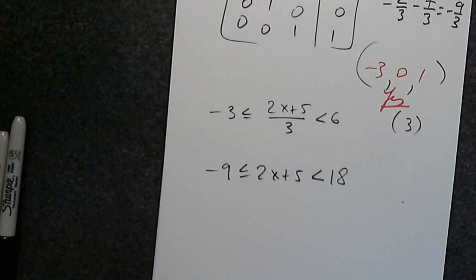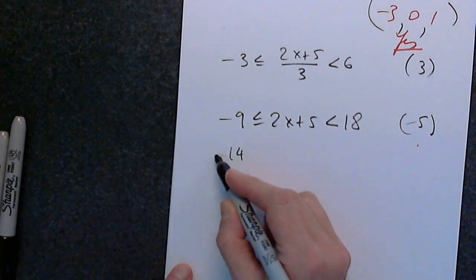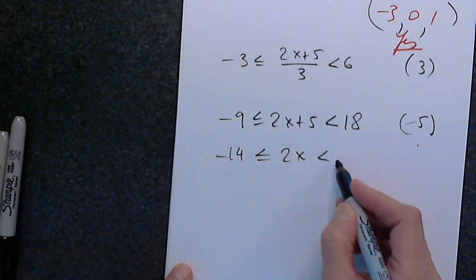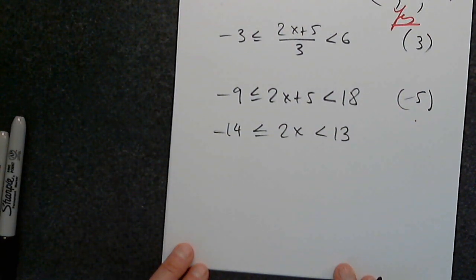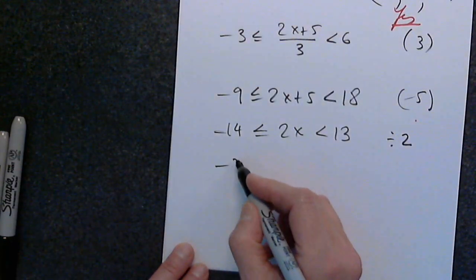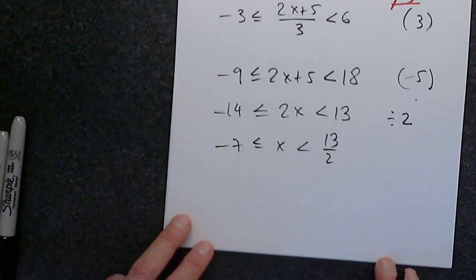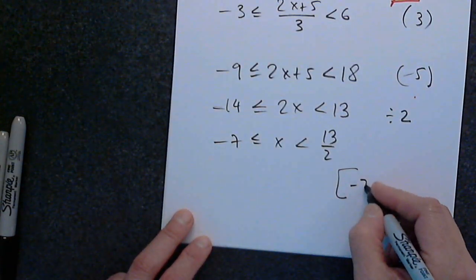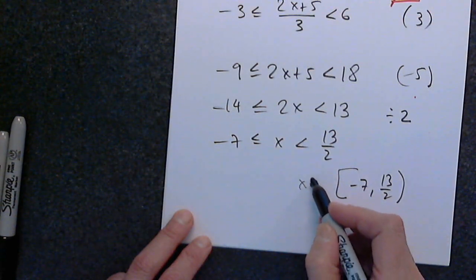The next step would be to subtract 5 from all three sides. So I have negative 14 less than or equal to 2x less than 13. And obviously the final step would be dividing by 2, so negative 7 less than or equal to x less than 13 halves. In interval notation, it will be negative 7 comma 13 halves with parentheses, so x in.